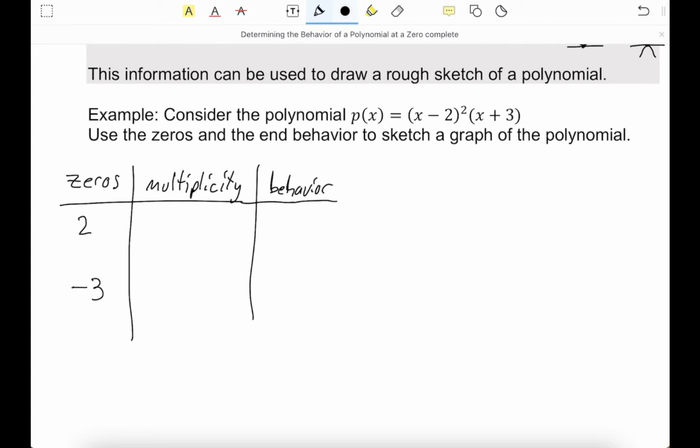Multiplicity for 2 is this 2, the 2 squared. So this gives us 2 as the multiplicity. And for x plus 3, we have this invisible 1 there, and the multiplicity is just 1. 2 is even, so it touches at that zero. 1 is odd, so it crosses at that zero.